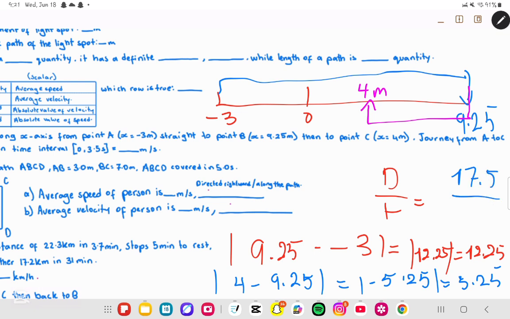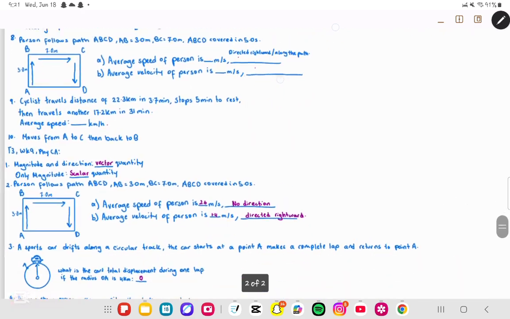Over the total time, which is 3.5 seconds. So 17.5 over 3.5 will give us an answer of 5 meters per second.